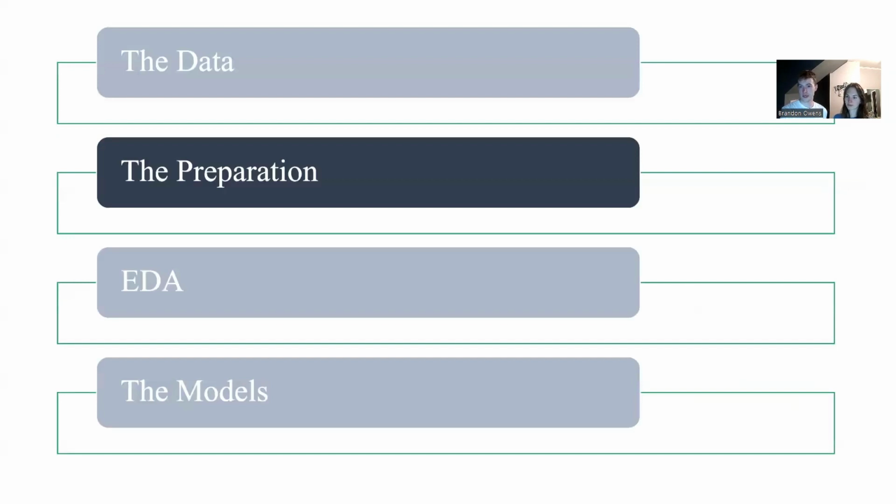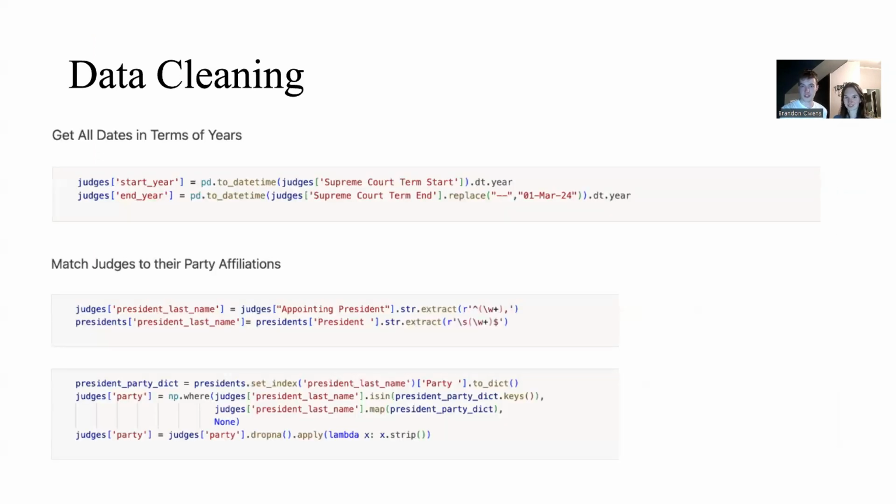And then we're going to go into the preparation. So what we did with our data outside of just loading it in. First thing we did to clean it up, we got the judge's start year and the end year in date-time format because it was previously just in string format. Then we matched the judge to the party affiliation, which is what we just mentioned, where we matched up what year they were brought in and what the president of that year's party affiliation was.